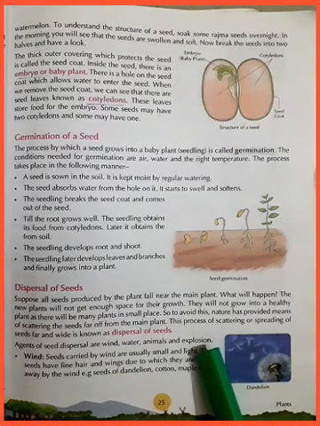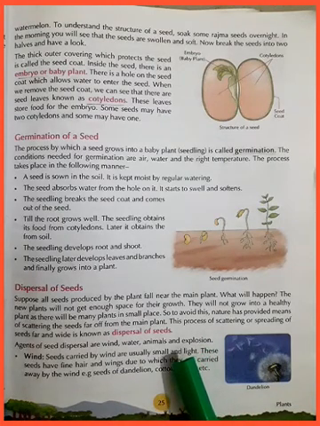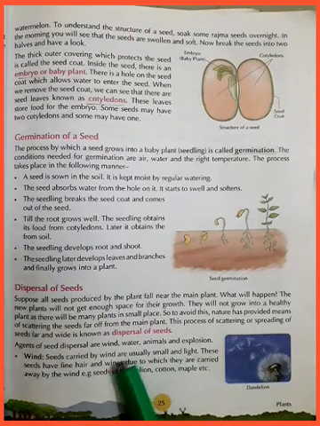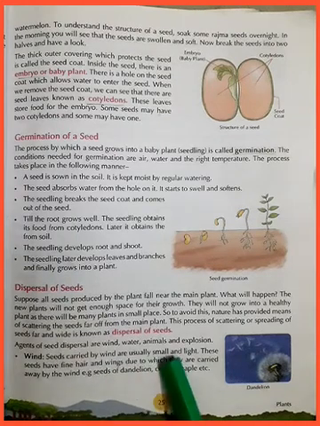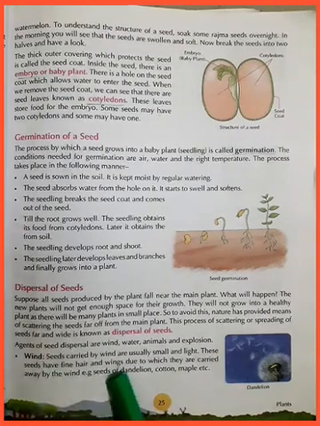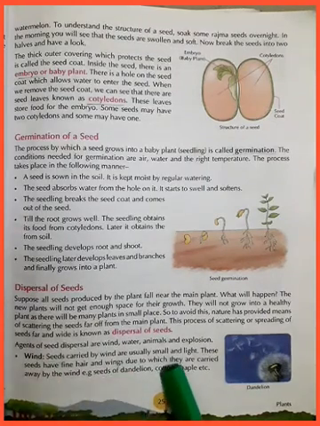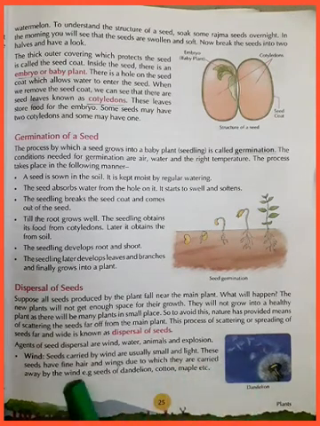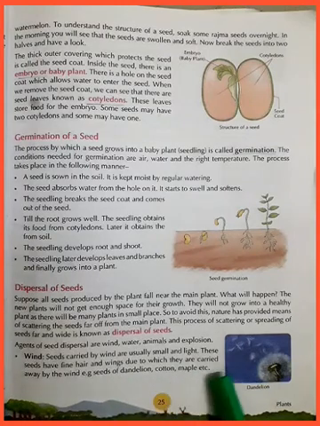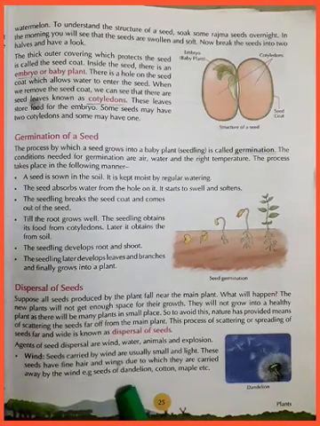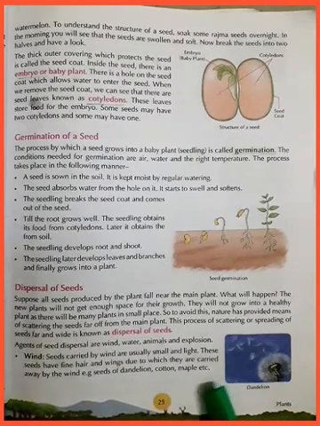Scattering and spreading of seeds far and wide, from one place to another, is called dispersal of seed. And this process happens because of wind, water, animals and explosion. For example, wind blows seeds away. Some seeds are very light. These seeds have fine hair and wings due to which they are carried away by the wind. Examples are seeds of dandelion, cotton, maple, etc.